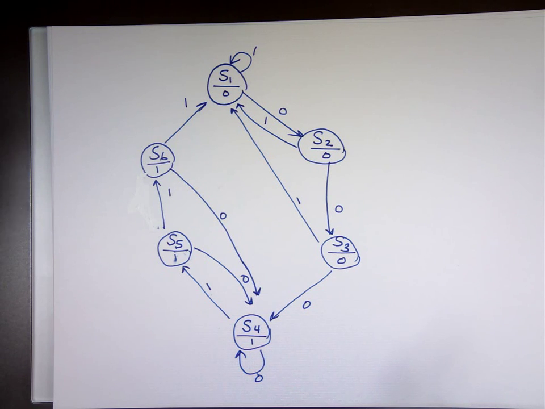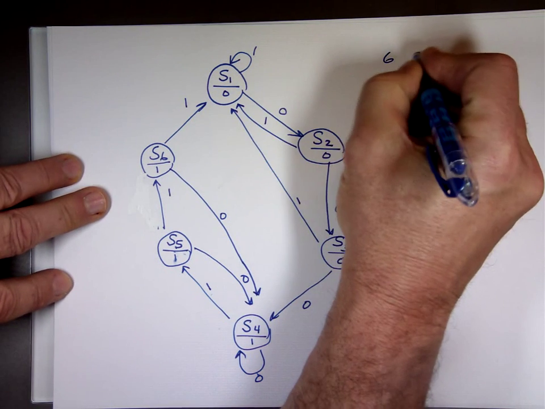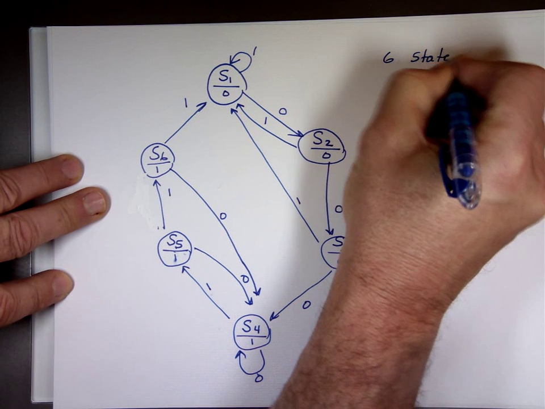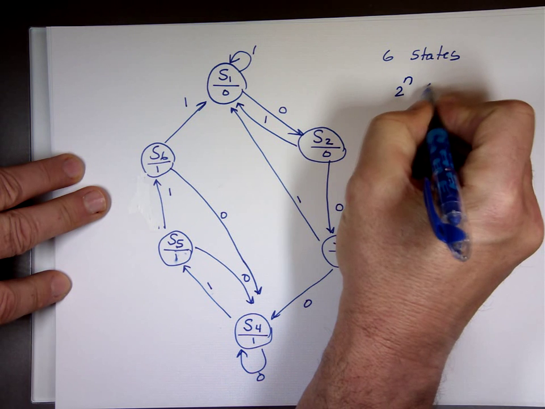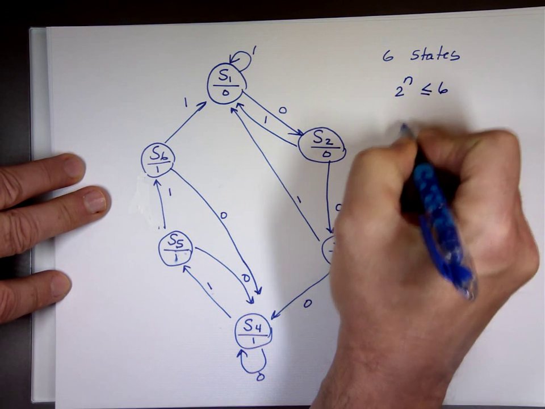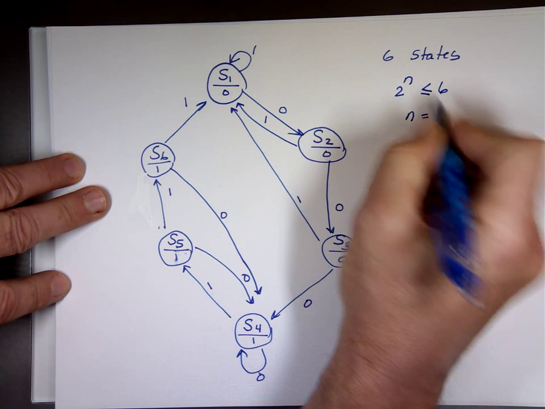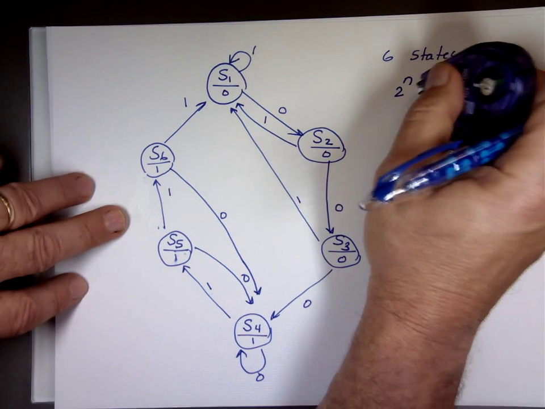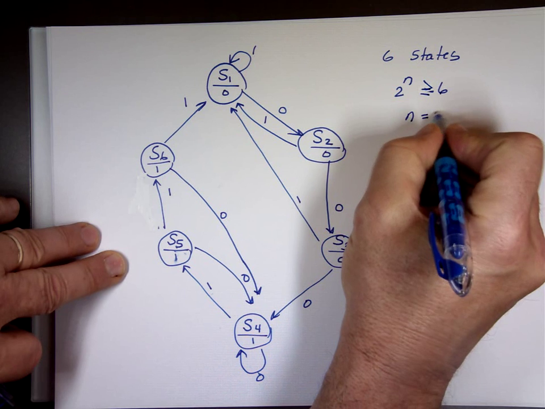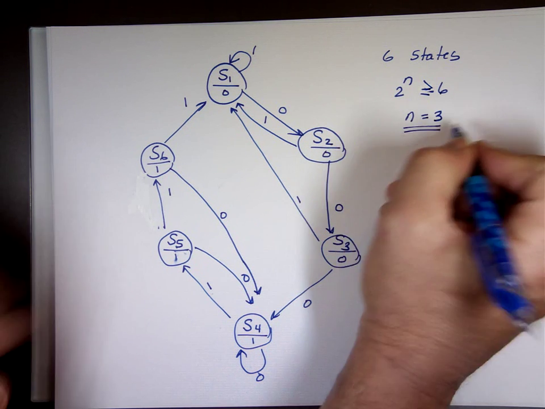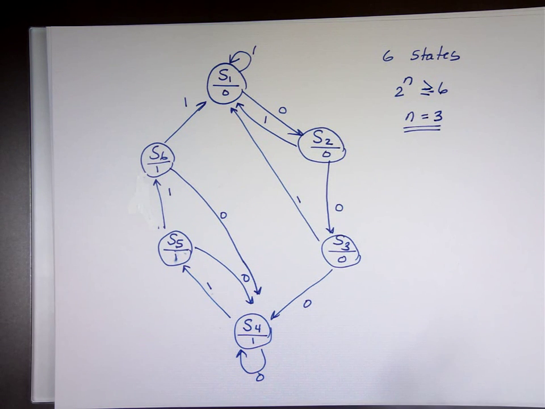So how many states do we have? 6 states. How many flip-flops? 2 to the n has to be greater than or equal to 6. So n has to be what? Minimum 3. You need 3 flip-flops: Q1, Q2, and Q3.